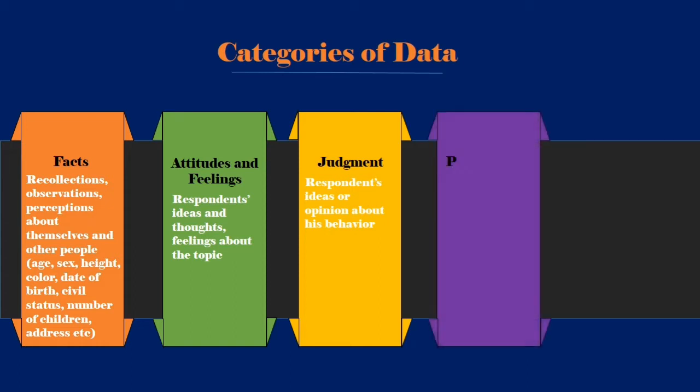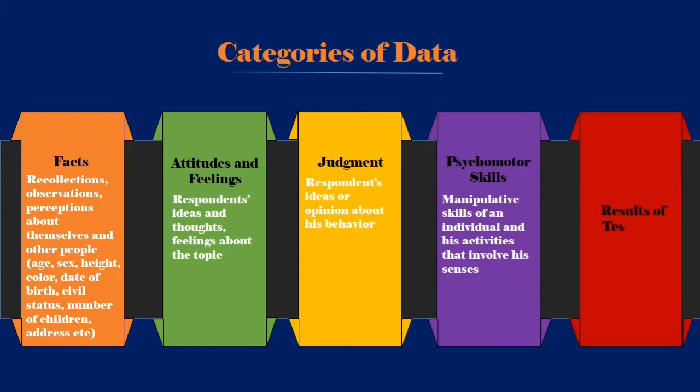Then another category is the psychomotor skills. This pertains to manipulative skills of an individual or about his activities that involve the use of his senses. And another is results of tests and experiments which are being published by books or journals or other forms of publications.